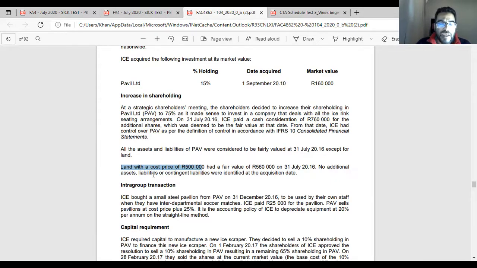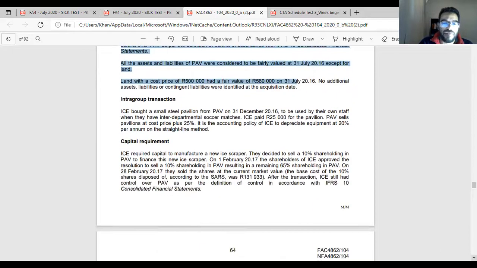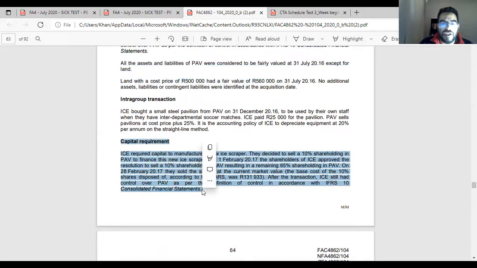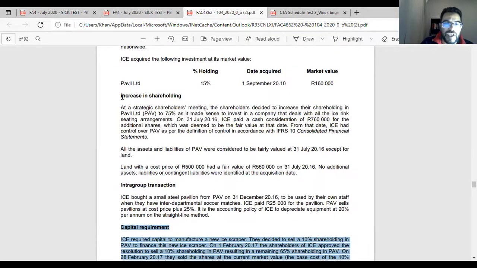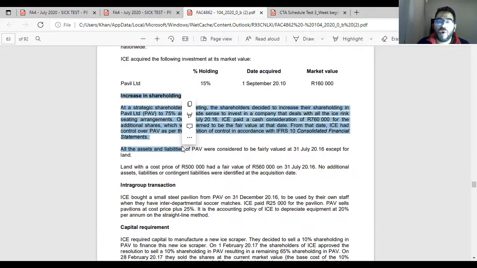Okay, I'm going to stop there because I want to quickly deal with this increase in shareholding. This whole question has more changes happening, but we're not going to deal with that now. I just want to deal with this aspect of Pave, the increase in the shareholding. What would have happened on 31 July 2016? I'm going to quickly open up Google to get a Google spreadsheet, and then we will work through it.